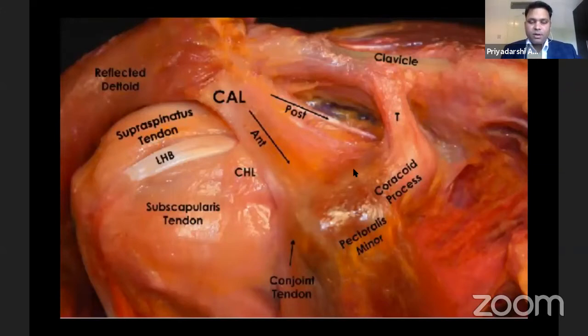Here again, we look at the same structures. Again, right shoulder, coracoid process, that's the humeral head with various tendons. And when you see the conjoint tendon, it inserts into the apex of the coracoid process. However, it has also got some attachment to the coracoacromial ligament in the anterior portion of that. And then this coracoacromial ligament inserts onto the coracoid process. Earlier it was thought that it has a broad single origin. However, now the two origins are distinctive, anteriorly and posteriorly.